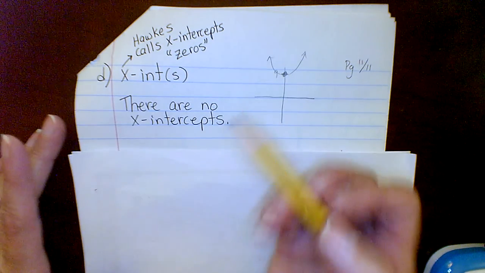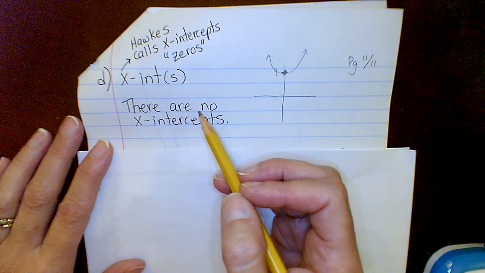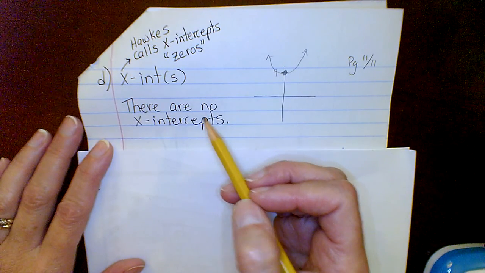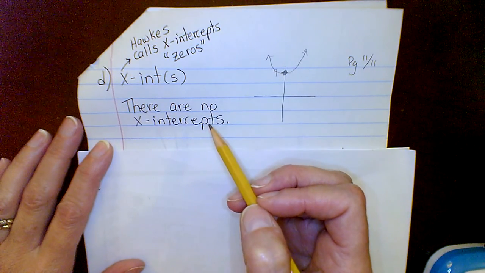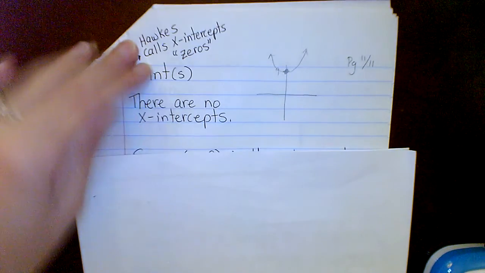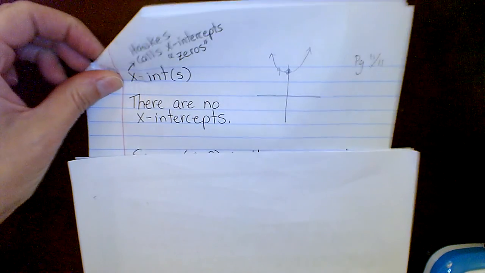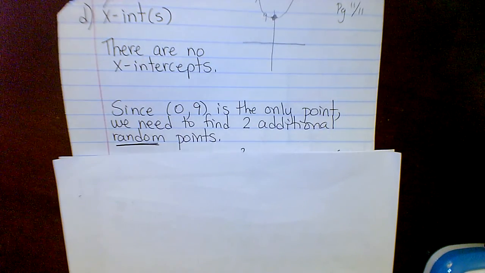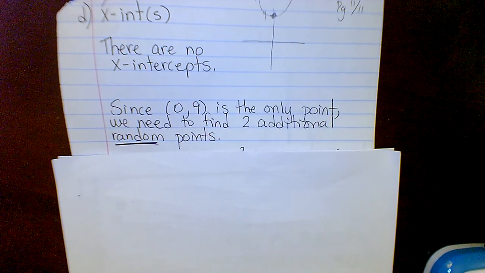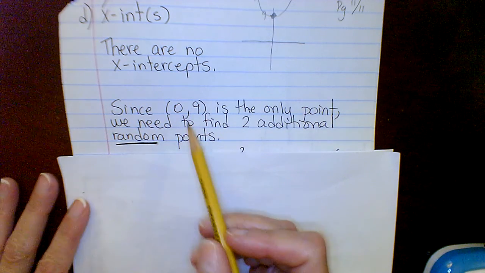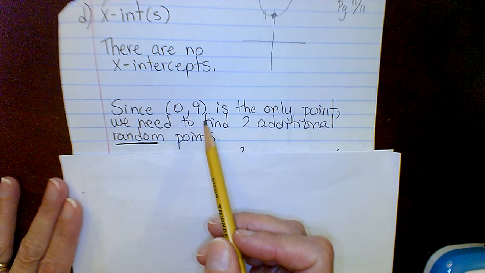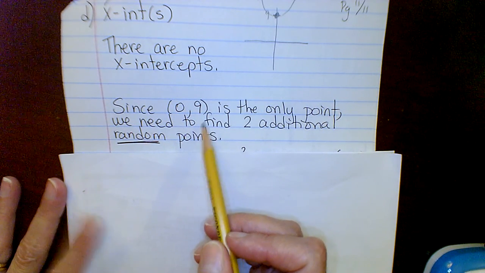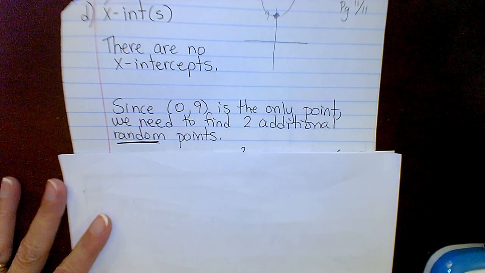Now, if for a good time you just decide, you know what, I'm going to set that original thing equal to 0 and I'm going to solve it and get those imaginary answers, well, you do that. You go for it. But you don't have to. All right, so here's what we get. From all this information, the only point we have is 0, 9. That's not enough. We do need to find 2 additional random points.